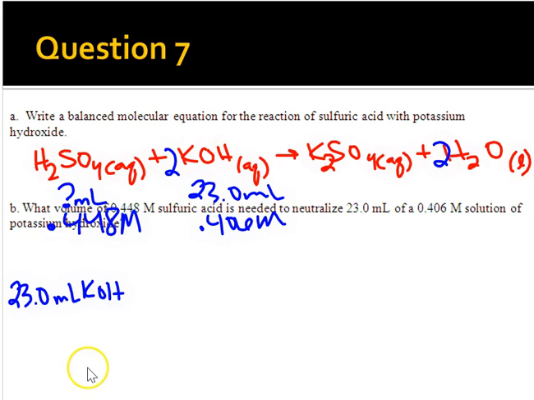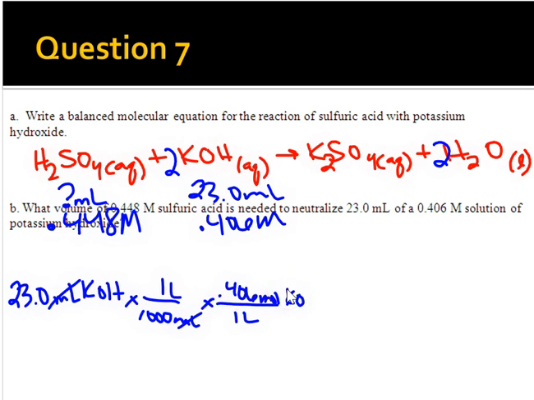First step of stoichiometry, convert what you're given into moles. We are looking at a solution that is aqueous, so you're going to use molarity. The first thing we need to do is convert that to liters. So there's 1,000 milliliters for every 1 liter. Milliliters is going to cancel out. And now we can use our molarity. For every 1 liter of the base, it will contain 0.406 moles of KOH. So that's the first step of stoichiometry, convert to moles.